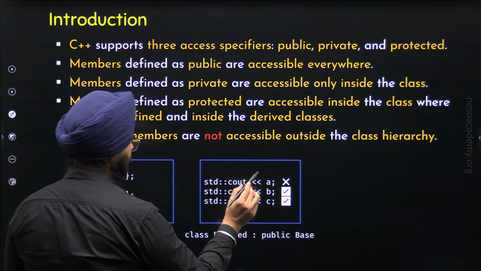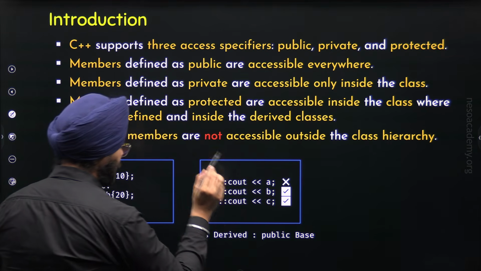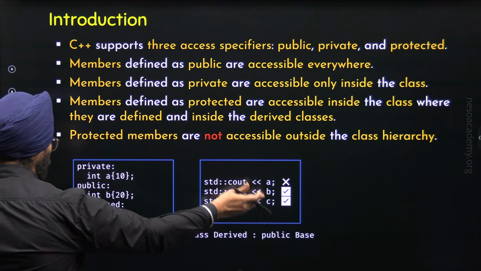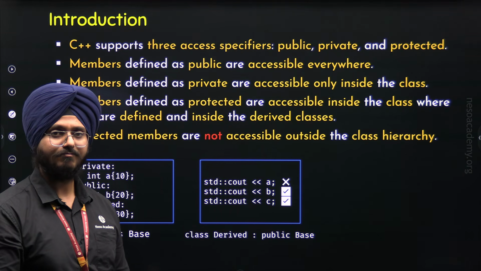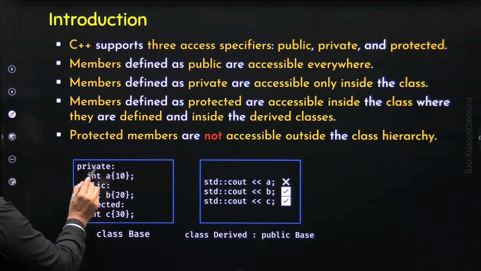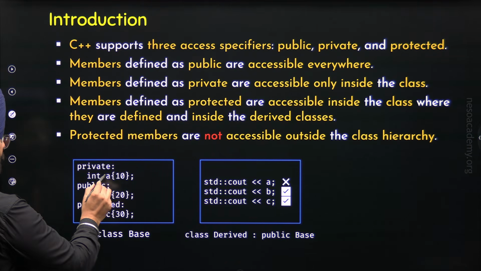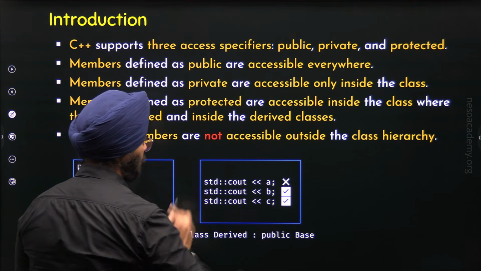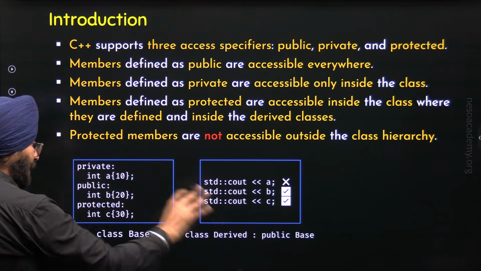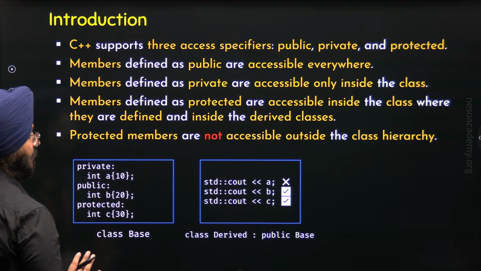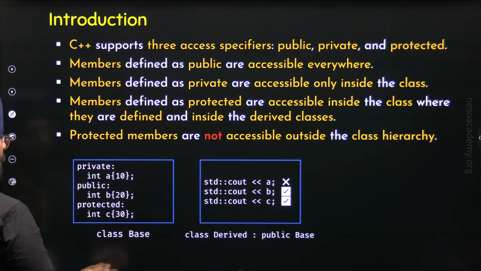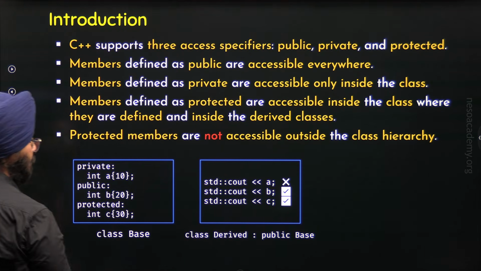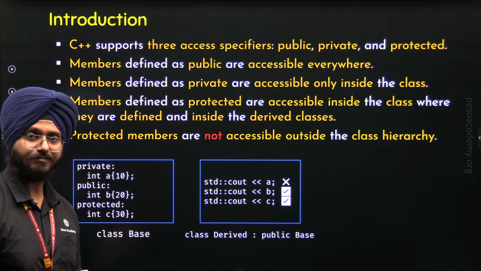Now here I'm trying to access variables A, B, and C that are defined in the base class. Is it possible to access all these members? See, we cannot access variable A because it is private in the base class. We cannot access it here. That's why I have mentioned this cross over here. But we can access members B and C. There is no problem here. A public member can be accessed anywhere in the program. That is why we can access this member inside this class also.